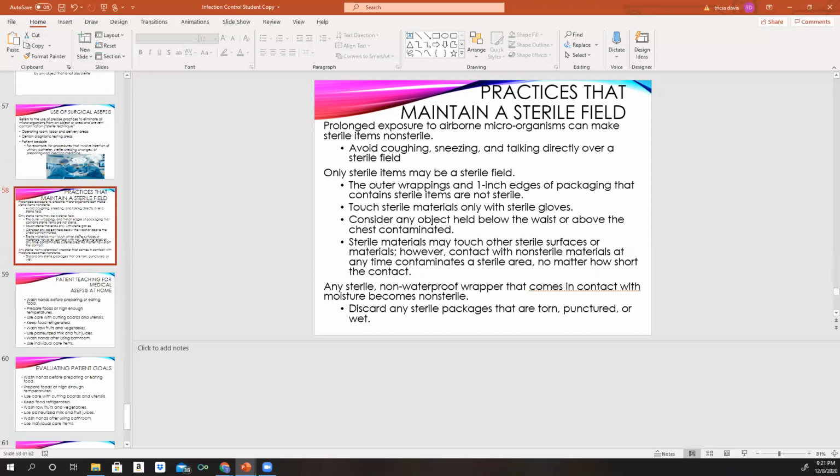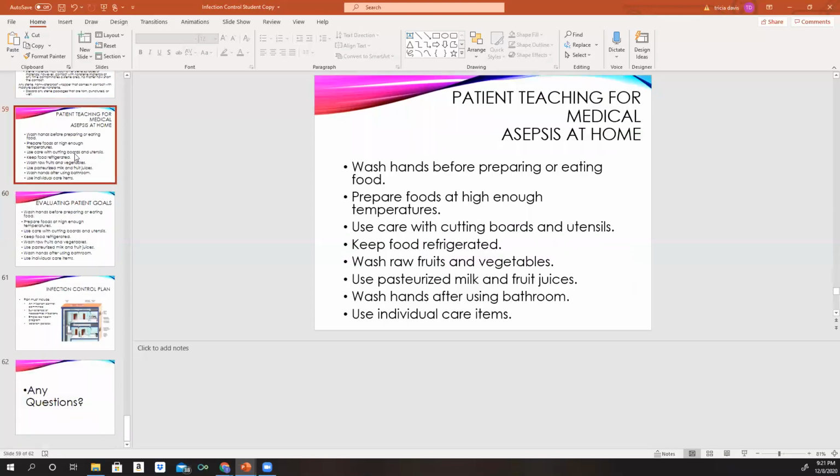However, contact with non-sterile materials at any time contaminates a sterile field, no matter how short the contact. And then any sterile non-waterproof wrapper that comes in contact with moisture is also at that point non-sterile. And then you want to discard any sterile packages that are torn, punctured, or wet, because then they would not be considered sterile anymore.